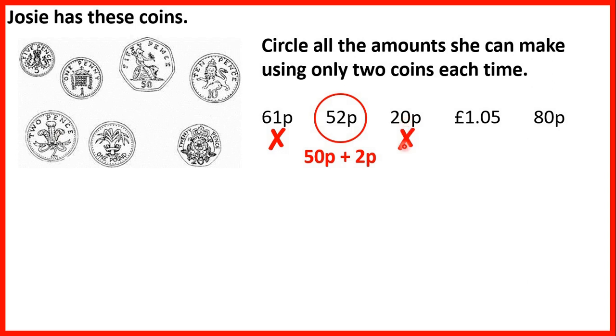She can't make 20 pence with 2 coins, because though there's a 20 pence coin, that's only 1 coin. And she only has one 10 pence coin, so she can't use the same coin twice. She has to use 2 different coins that we have here. So she can't make 20 pence with 2 coins. She can make £1 5 pence, because she has a £1 coin and a 5 pence coin, so that gives a total of £1 5 pence. And she can't make 80 pence using only 2 coins.